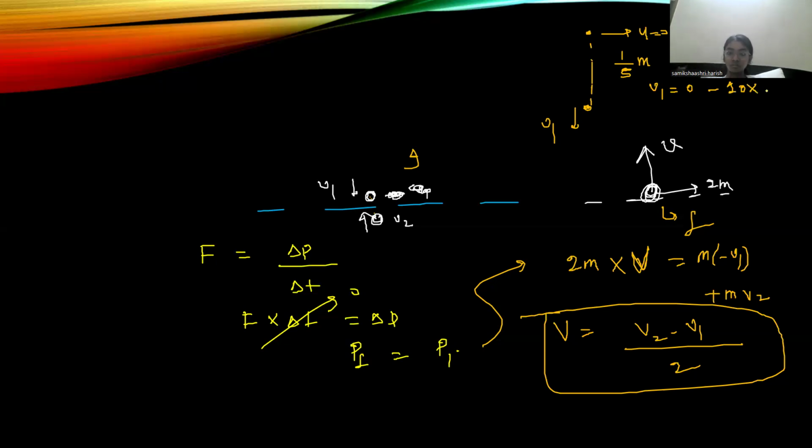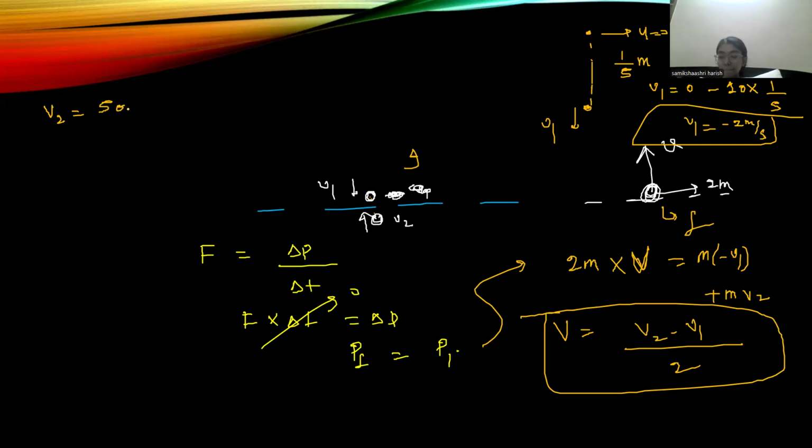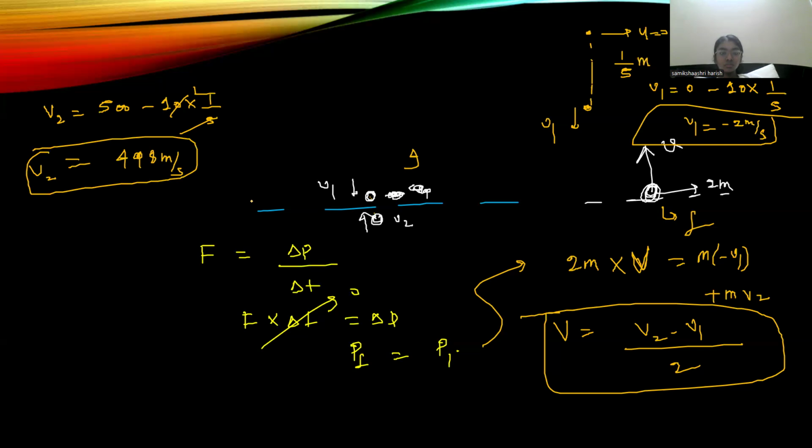T is how much? Just now we have solved it, so minus 2 meter per second. V2 will be the same, u plus at. T is 1 by 5. That will be 498 meter per second. Particle 2 has very high velocity, that's why it is going up.